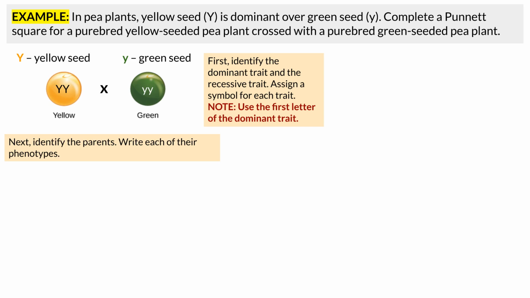Step 2. Identify the parents and their genotypes. The cross involves a purebred yellow-seeded plant, which has two identical dominant alleles, and a purebred green-seeded plant, which has two identical recessive alleles. Because they are purebred, each parent has only one type of allele to pass on.